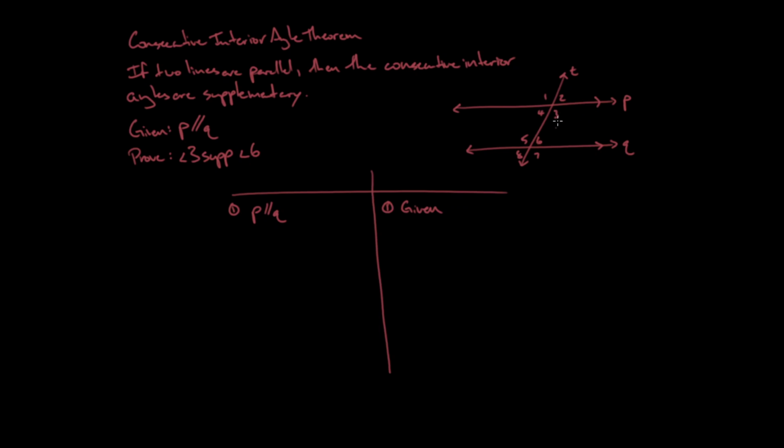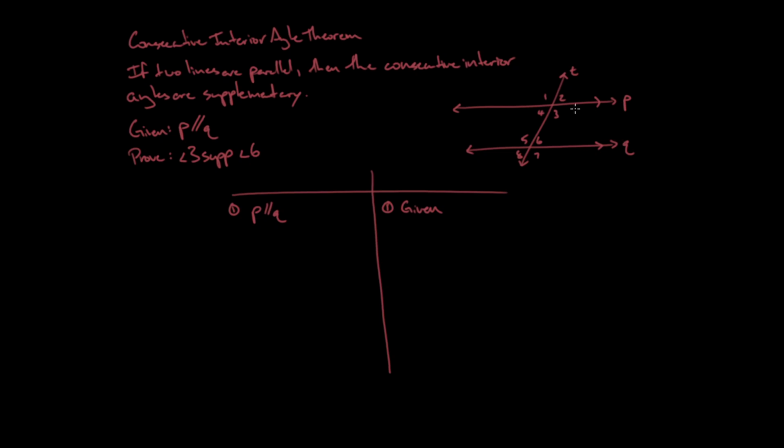All right, so 3 and 6 I want to prove supplementary, and the question is how I'm going to do that. The only tool that I have available to me to start this off is my corresponding angle postulate. So I'm going to pick two angles that are corresponding to each other that'll be congruent. For example, let's go with 2 and 6. So 2 and 6 will be congruent angles because the corresponding angle postulate says that if the two lines are parallel, then the corresponding angles are congruent.